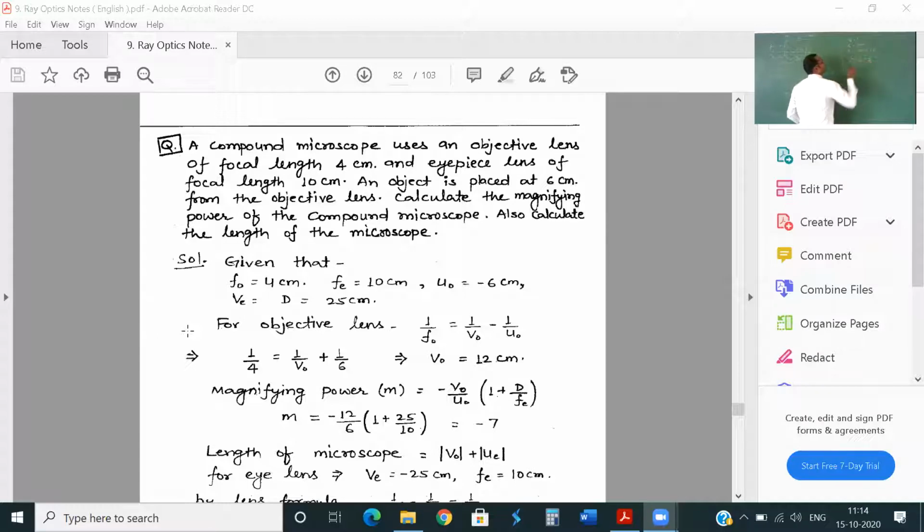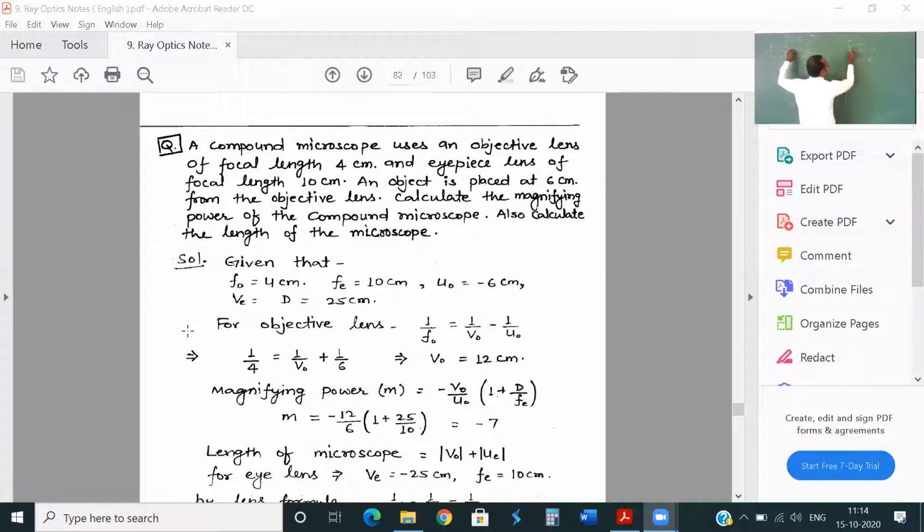And I am talking for the eyepiece, so I am writing the suffix E. Now 1 by VE. See here, according to sign convention, you should do everything. Rays are going like this, and they will form the image somewhere else here. We should measure from the optics center C dash, in the direction opposite to the incident rays, which means we should write them as negative. Means image distance should be negative.